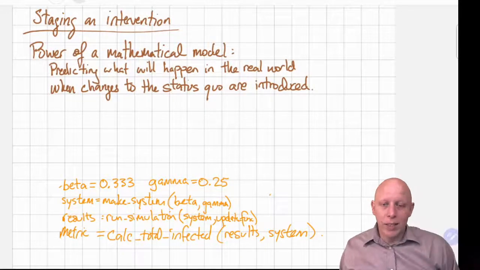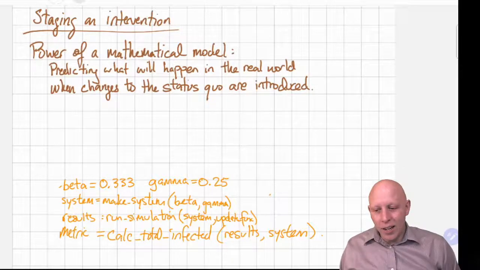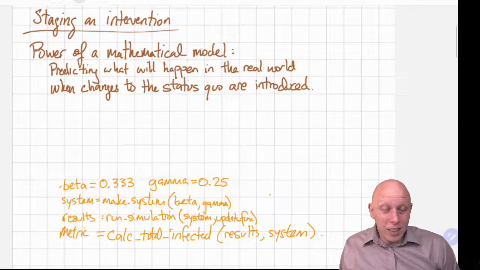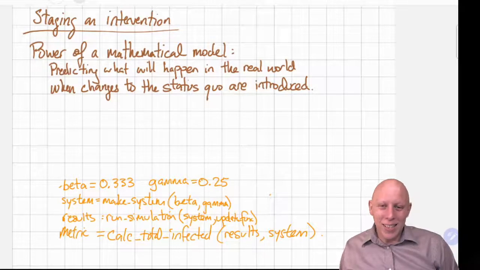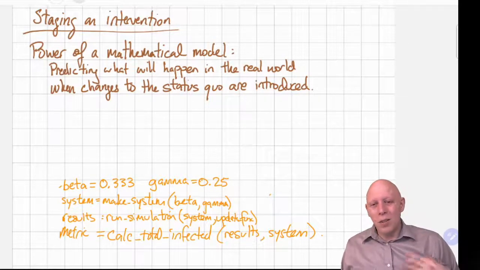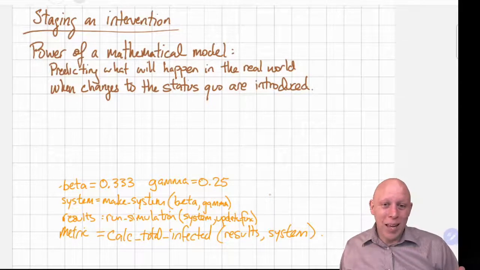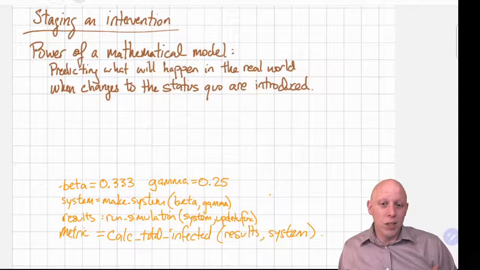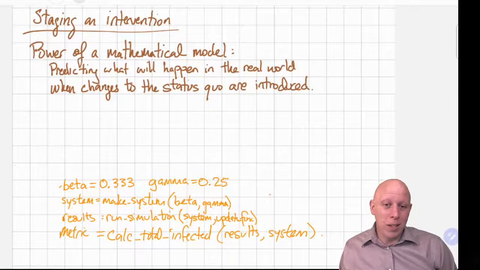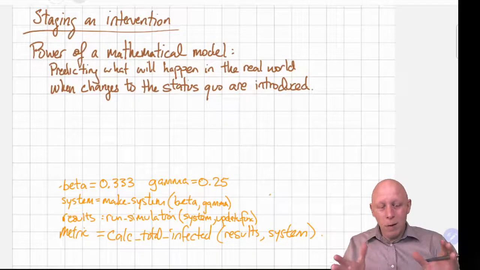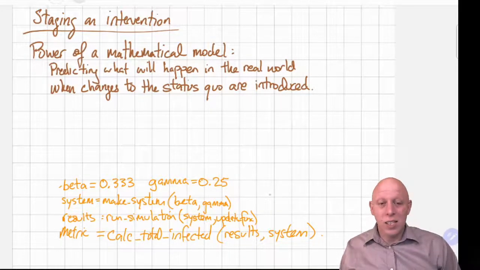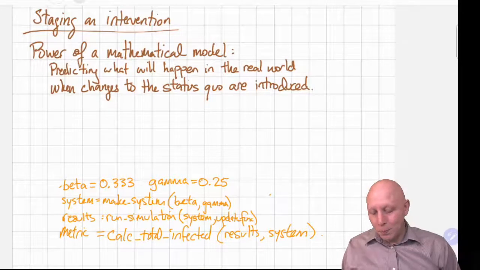Hi, welcome back. I guess you're wondering why I've gathered you here today. We are going to be staging an intervention. What I mean by that is we are going to be looking at the real world and changing some aspect of it. And we're going to use the power of mathematical modeling to predict what's going to happen in the real world when we change some aspect of it.